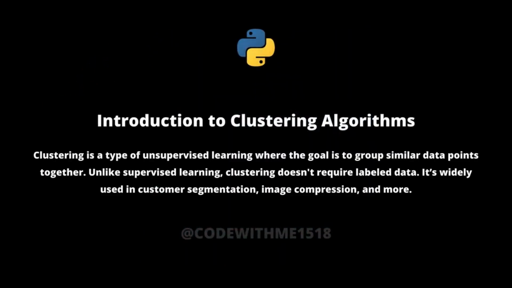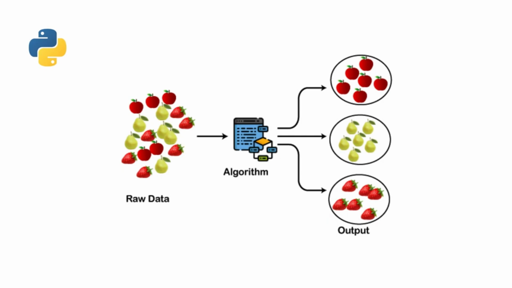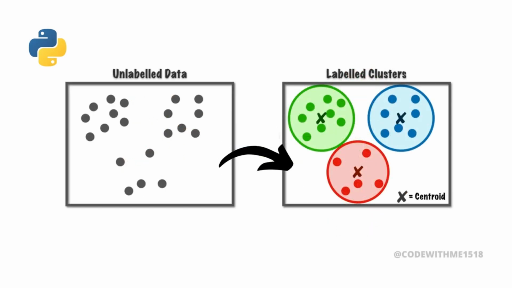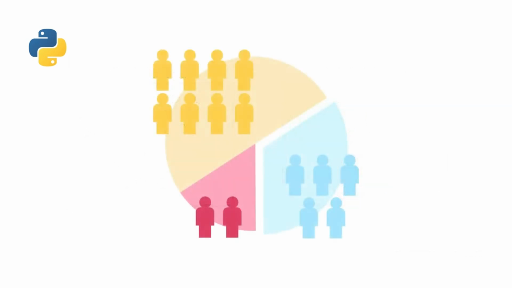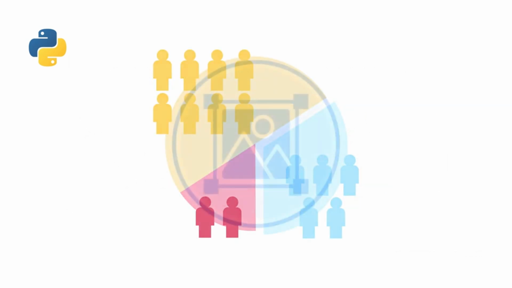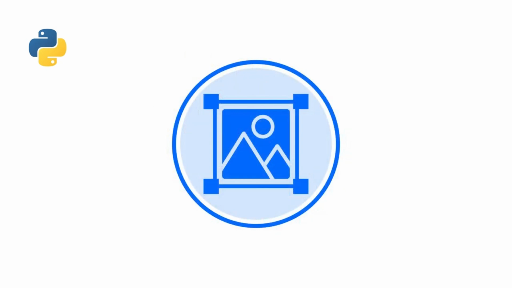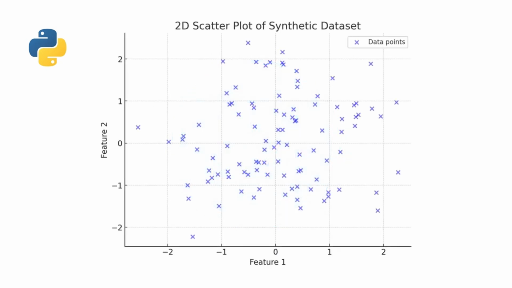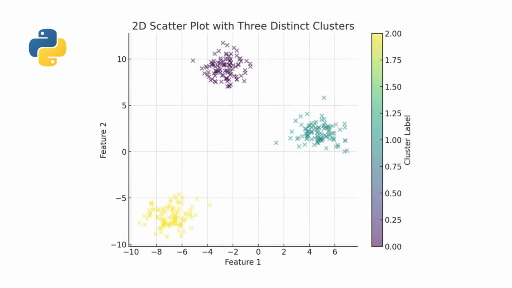Clustering is a type of unsupervised learning where the goal is to group similar data points together. Unlike supervised learning, clustering doesn't require labeled data. It's widely used in customer segmentation, image compression, and more. Here's a simple example of how clustering can group similar data points. Let's jump into Python and implement some clustering algorithms.